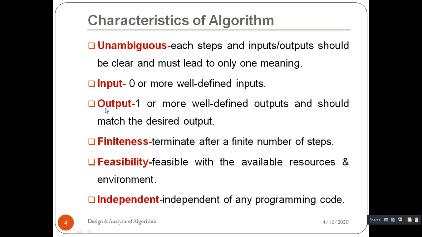Similarly, an algorithm should have one or more well-defined outputs, and the output should match the desired output. In the sense, if we want to find the addition of two integers, meaning inputs are 5 and 3, the output should be 5 plus 3, 8. It should not be 5 into 3, 15, right? So output should always match our desired output.